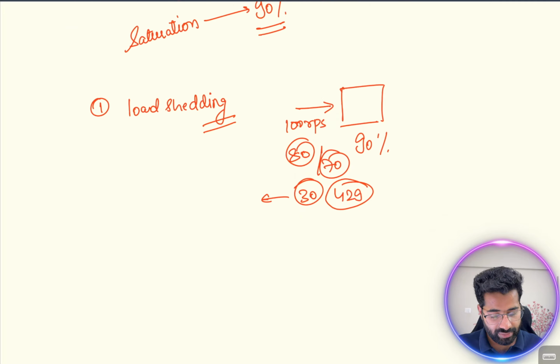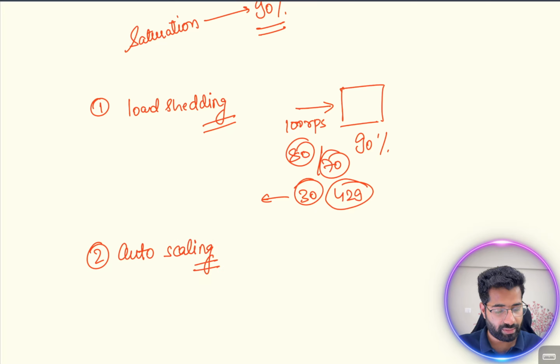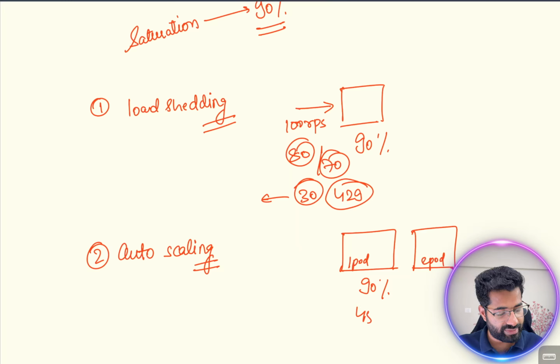The second and the obvious process is auto scaling. So let's say you've already reached 90% and you have one pod of a service, you can scale out to 2 pods. So now each one will just cater to 45% of the requests. So you need to have a load balancer in front so that it can intelligently load balance equally to both the pods. So auto scaling can be used.